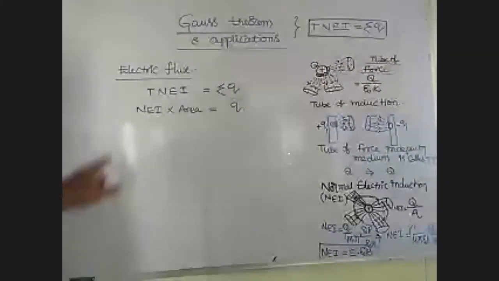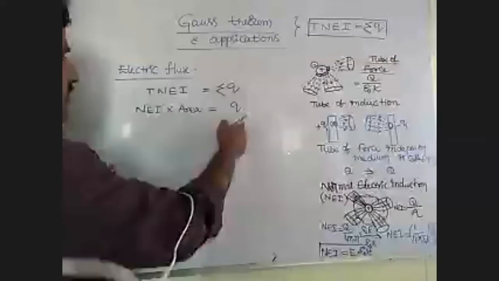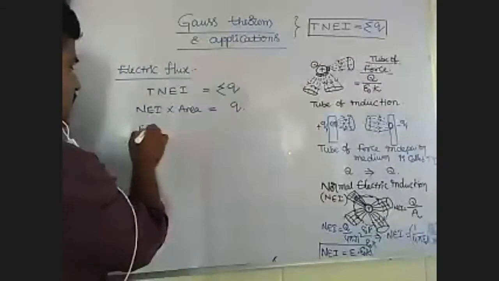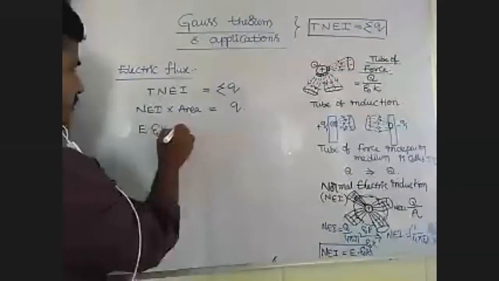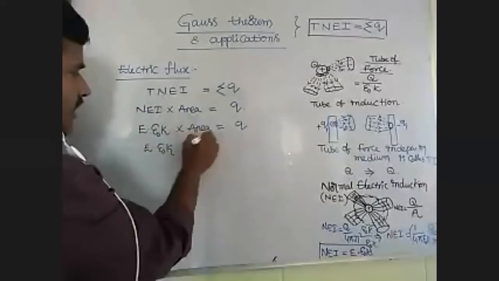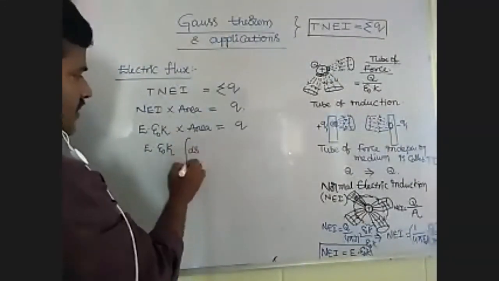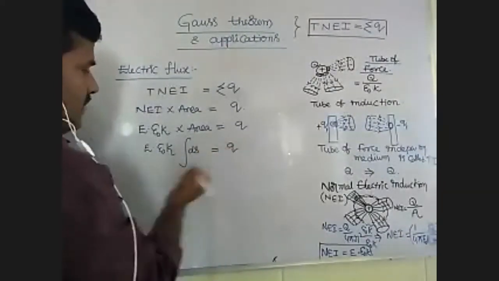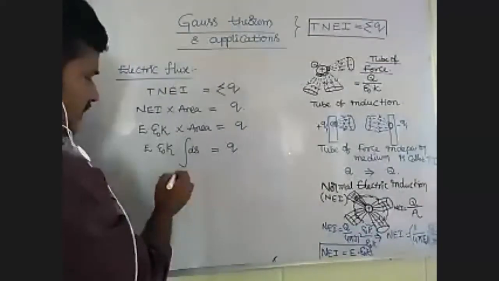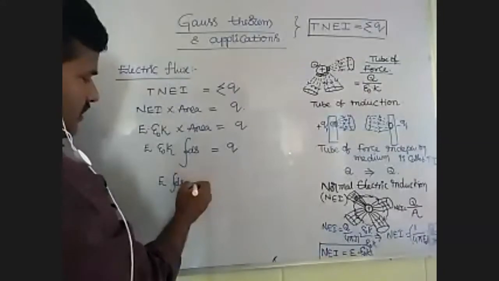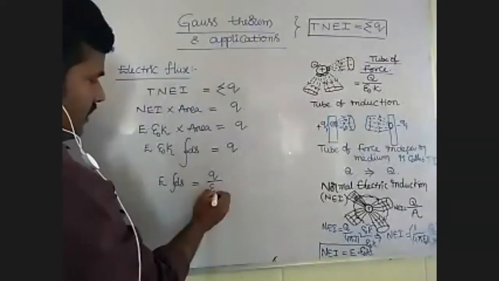So normal electric induction into area is equal to charge. Normal electric induction, as you already know, is E into epsilon naught K into area, which equals the total charge. Area is written as the integration of ds, where ds is a small area. The integration of ds equals the total area. So E into the integration of ds over a closed area equals q upon epsilon naught K.